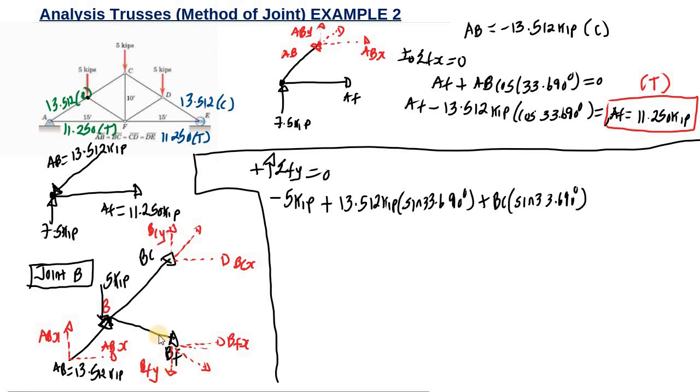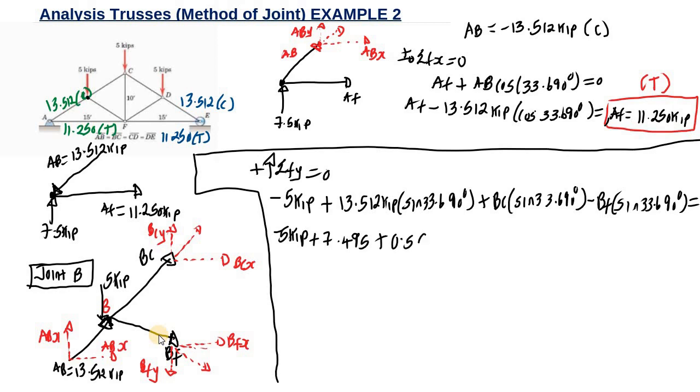So it's going to be negative. So this is negative BF, then multiplied by sine of the angle. So this is sine of 33.690 degrees. We don't have any additional force, so this is equal to 0. So this is going to be negative 5 kip, then plus 13.512 multiplied by sine of 33.690, which is going to give us positive 7.495. Then BC multiplied by sine 33.690 is going to give us positive 0.555 BC. Then this is going to be negative 0.555 BF is equal to 0.